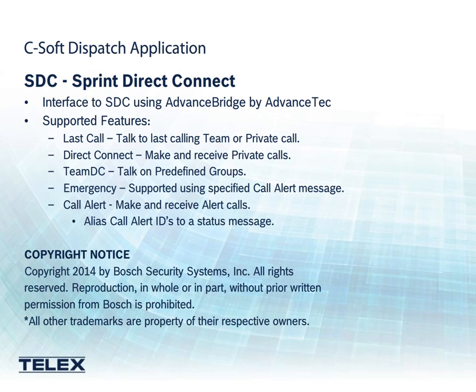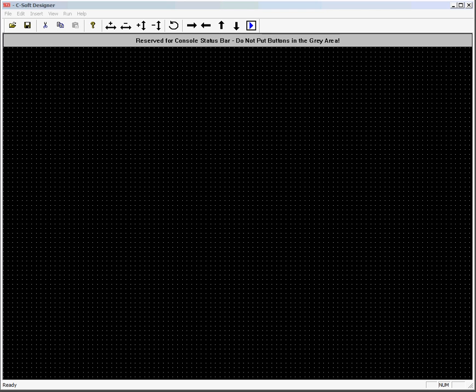Last call. You're able to quickly call back to a team or to a private call. Direct Connect, make and receive private calls. Team DC or group calls. Emergency is supported. This uses a unique call alert message identifier. And then basic call alerts are also supported.